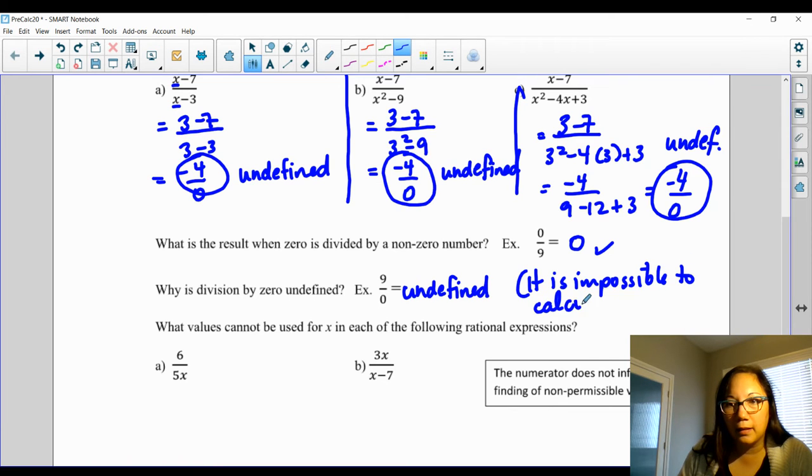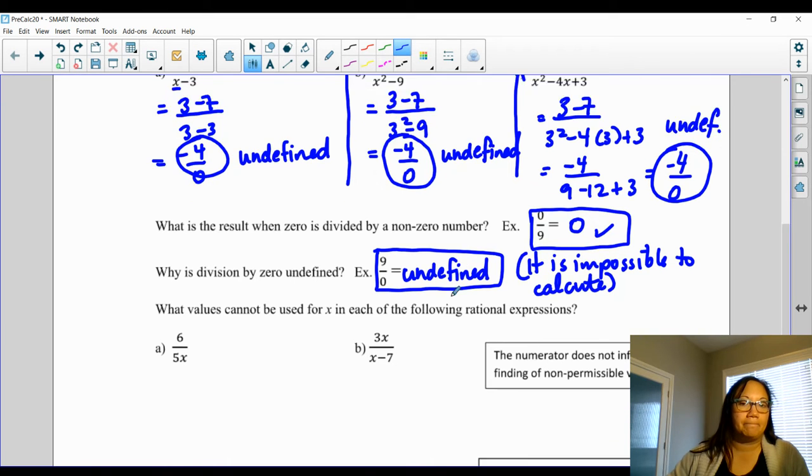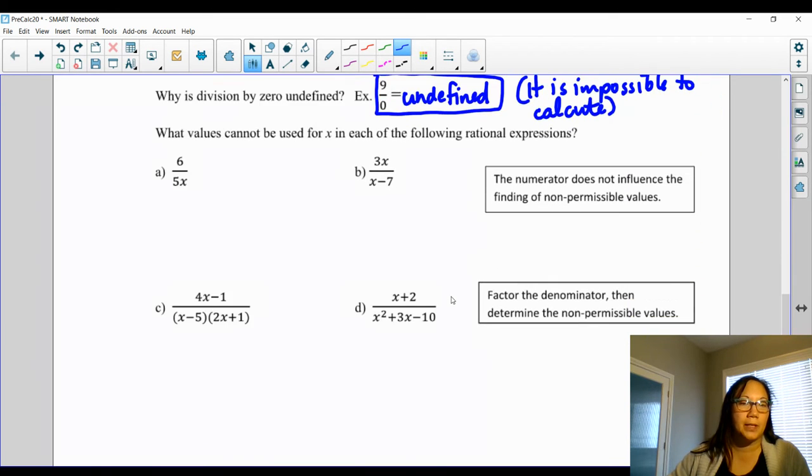So if I bring 0 donuts to class and I divide it among 9 students in my class, each student gets 0 donuts. So that is okay. But if I have 9 donuts and I try to divide them up amongst 0 students or put them into 0 piles, that is impossible to calculate or do. So that is why that is undefined. So let's look at these examples and determine what the non-permissible values are in these examples here.